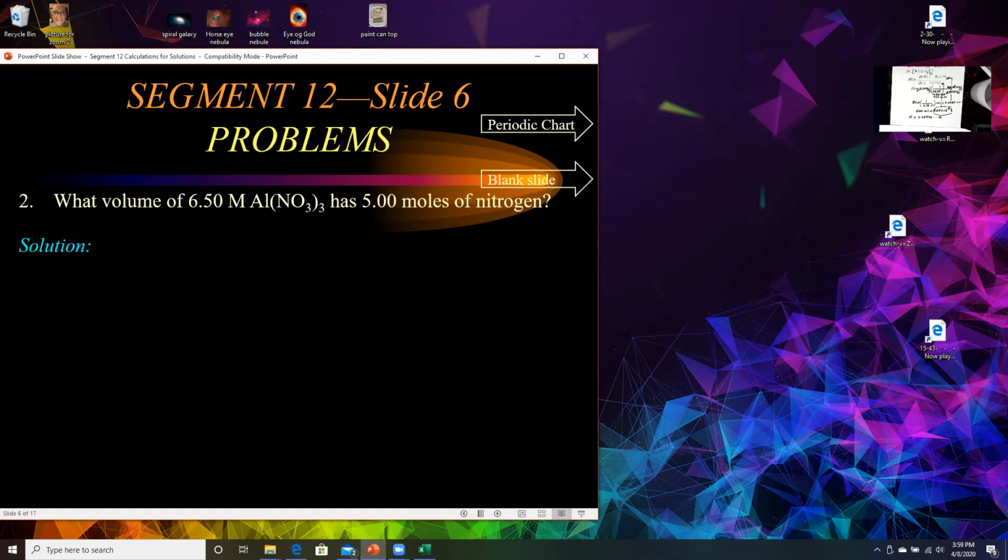Now, what volume of 6.5 molar aluminum nitrate has 5.00 grams of nitrogen? All right, let's look at what we've got. I'm sorry, I misspoke a while ago. It's not grams of nitrogen, it's 5 moles of nitrogen.